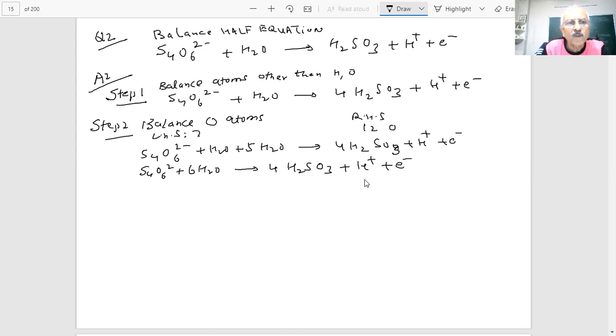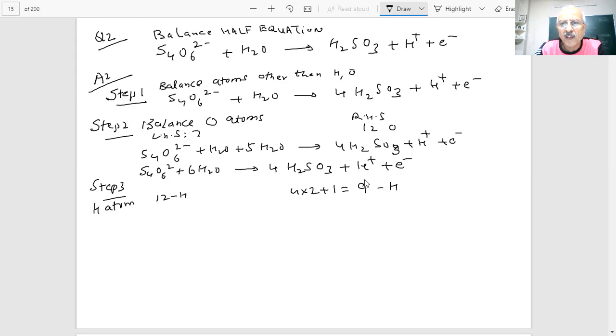What is the next step? Next step, we have to balance the H plus side deficient. How many H are here? In the right side, there is 1. In the left, there is none. How many hydrogen on the left side? On the left side, there is 12. In the right side, there is only 9. There is 4 into 2 hydrogen, plus 1, 9H. Which side you have to add H plus then?